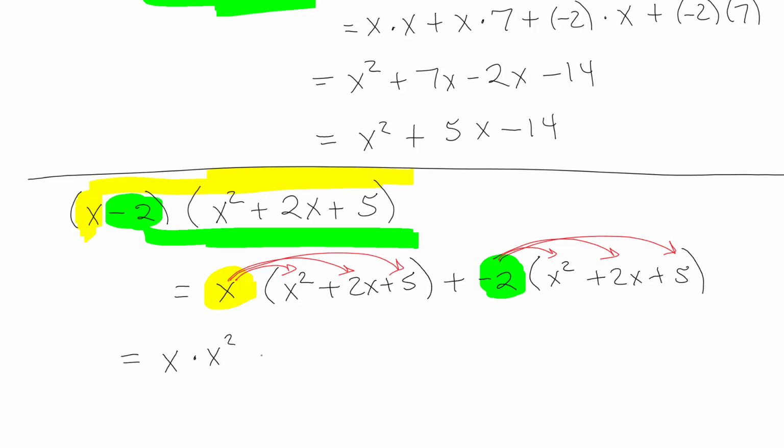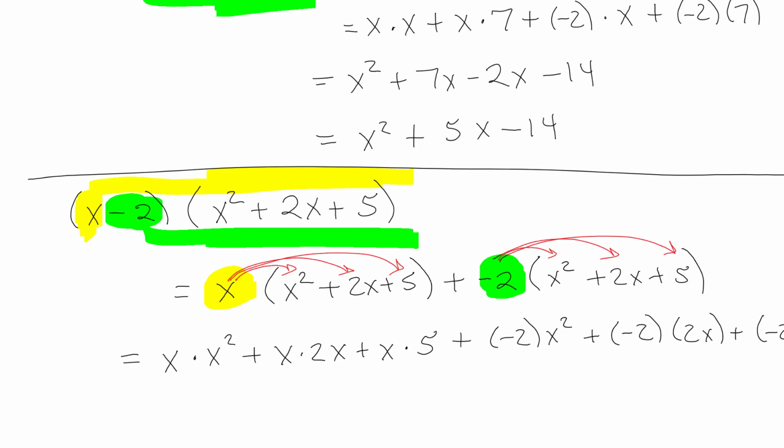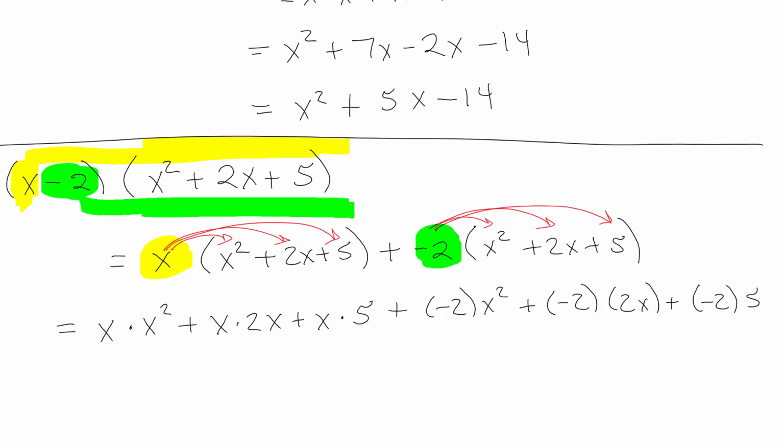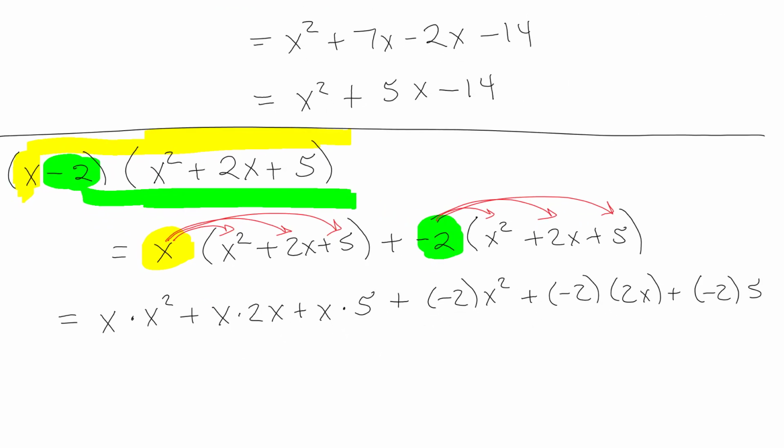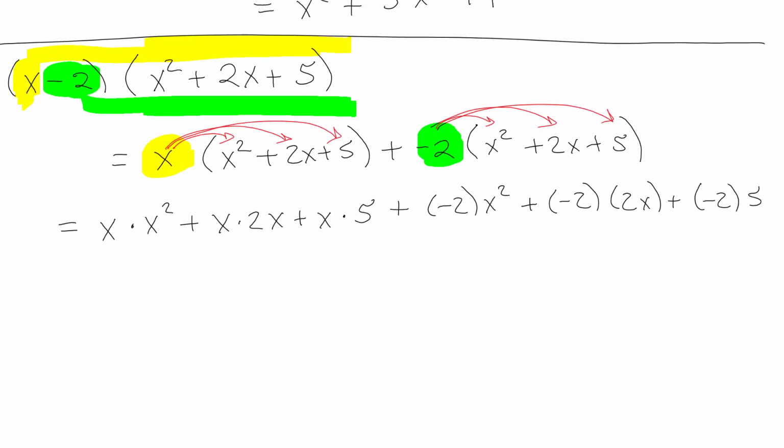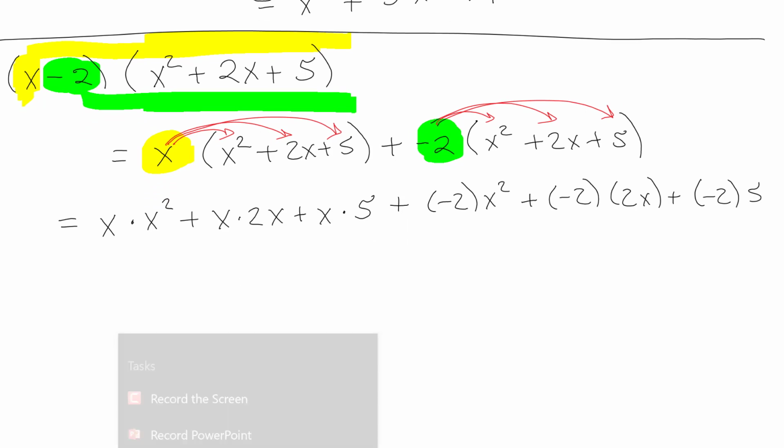X times x squared plus x times 2x plus x times 5. So don't be afraid to write out all the steps. Plus negative 2 times x squared plus negative 2 times 2x plus negative 2, you can't see what I'm writing anymore, times 5. Okay? Now we just continue to simplify.